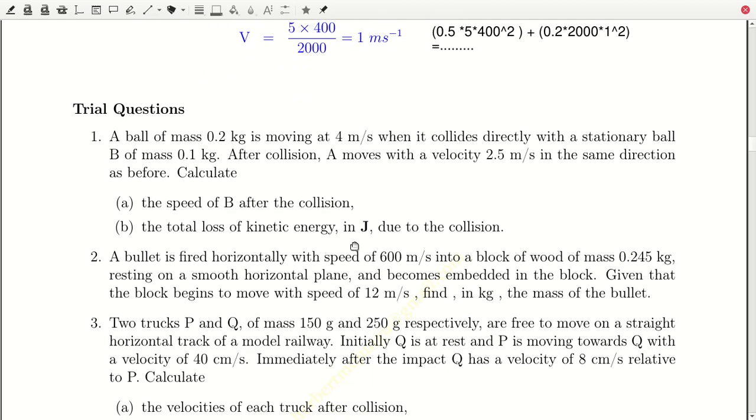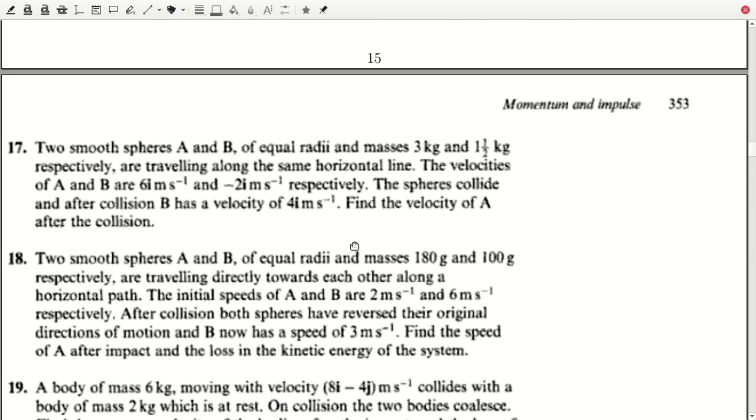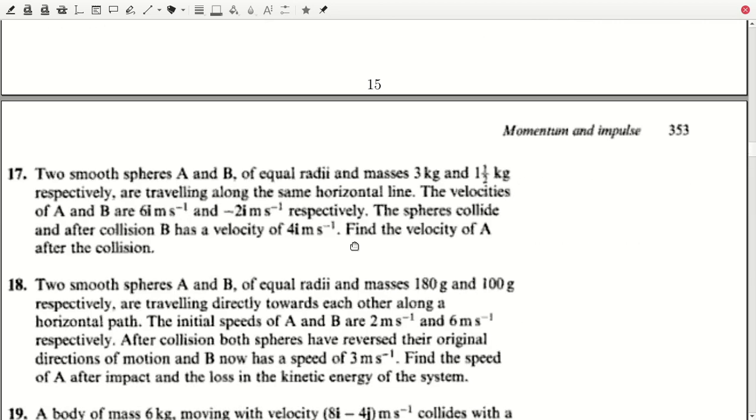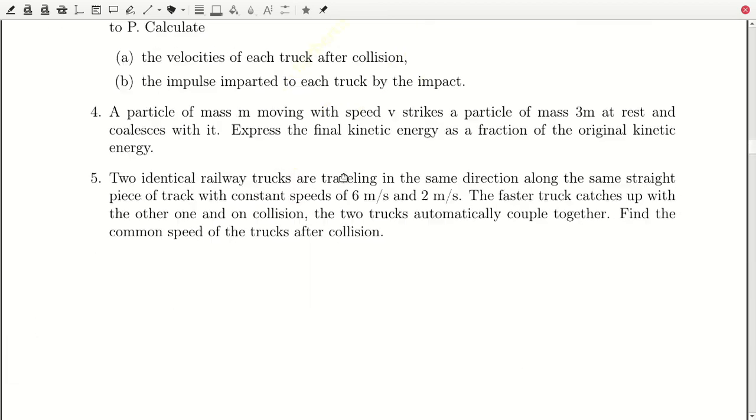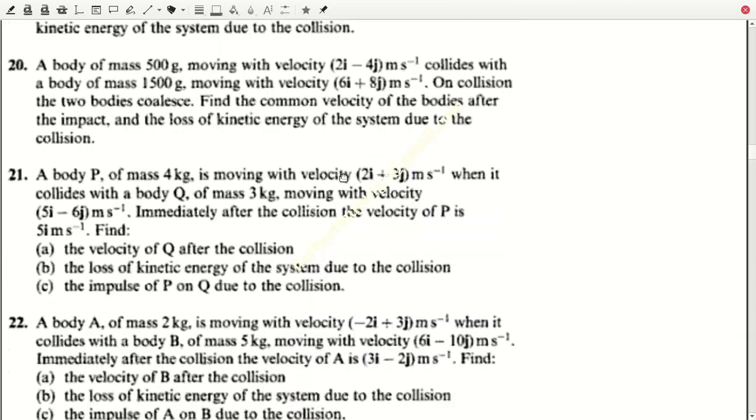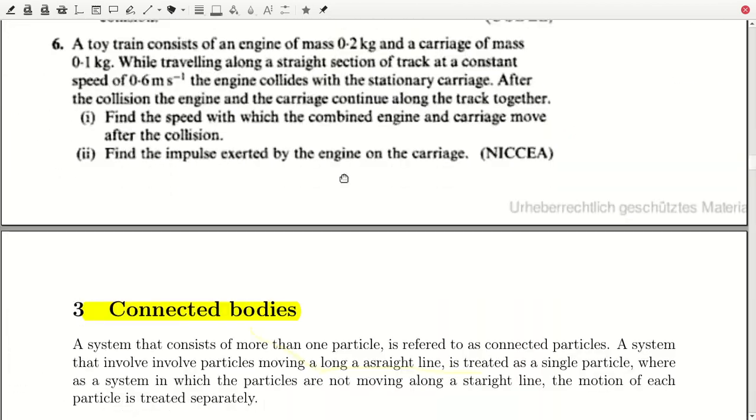So finally we have finished. This is the end of our course. You can try out these questions. They are from Understanding Mechanics by Sadler and Thorning.